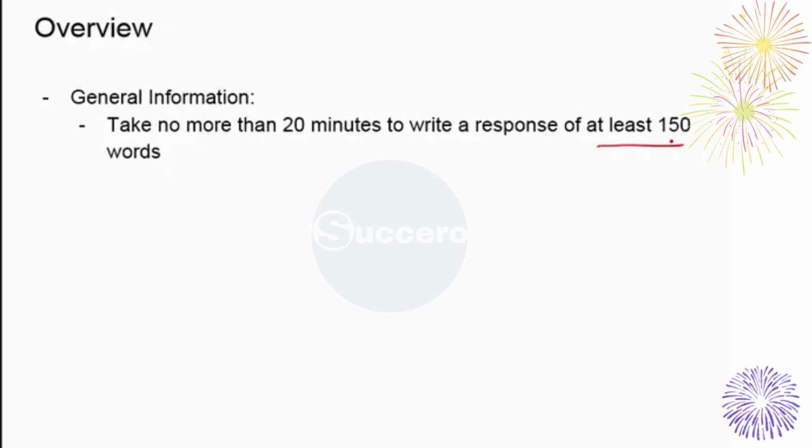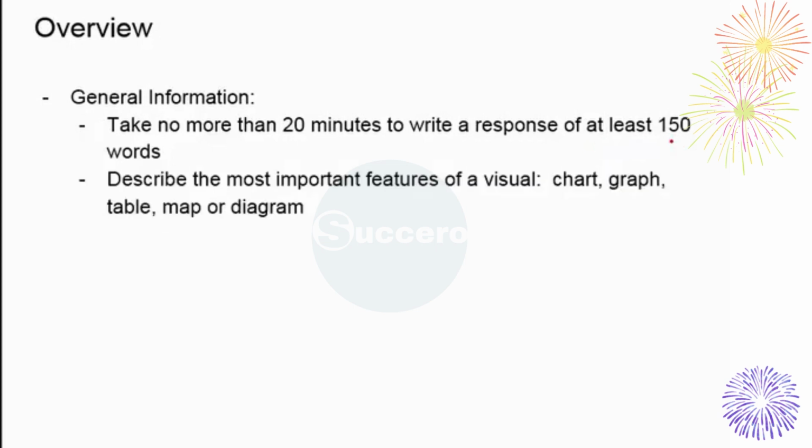175, 200, maybe 225. You don't want to be close to the minimum every time because your score is going to drop if you happen to go below that 150. What you're going to do in task 1 is describe the most important features of a visual that they give you. Usually the visual is a chart or a graph. It could be a map or some type of diagram as well.